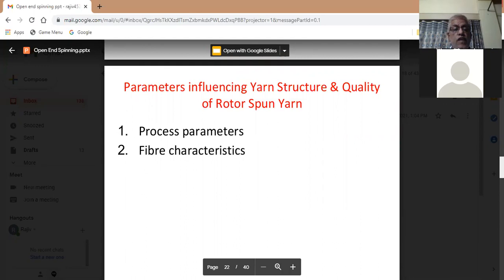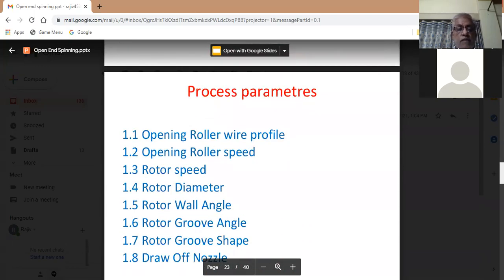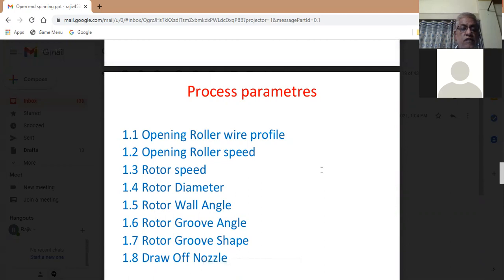So basically there are two types of factors which affect structure and quality of rotor spun yarns. First is process parameter of rotor spinning, and second is fiber characteristics. In the process parameters, there are different parameters: opening roller wire profile, opening roller speed, then rotor dia, then rotor wall angle, then rotor groove angle, and then shape of rotor groove, and then draw nozzle. So we are studying all these points.